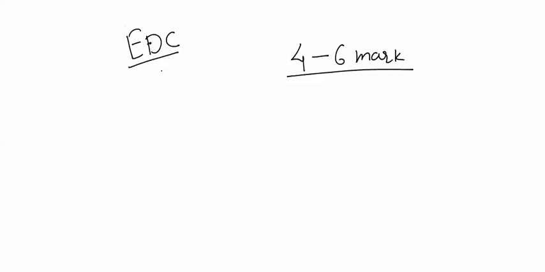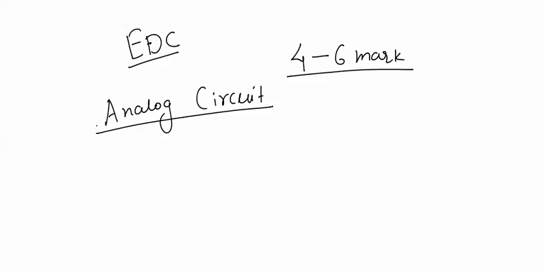Today we are going to learn an important subject of GATE exam, that is electronic devices and circuits, EDC. This subject carries around 4 to 6 marks in GATE exam out of 100, and also this subject is important as far as analog electronics is concerned, because most of the topics in analog electronics are based on the concepts of EDC.